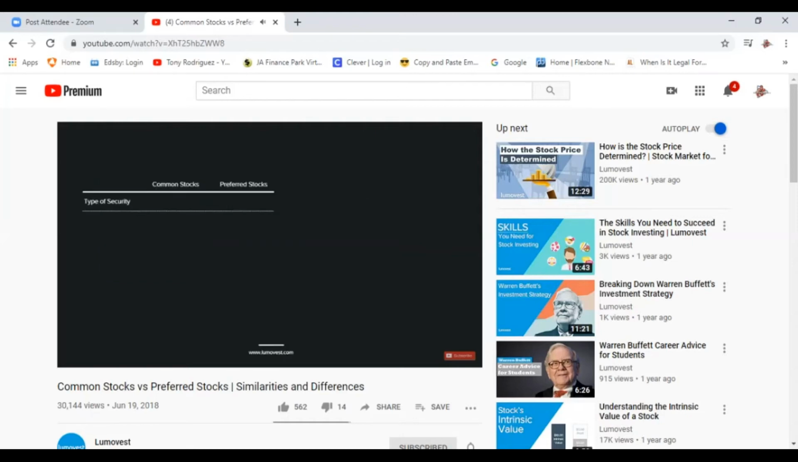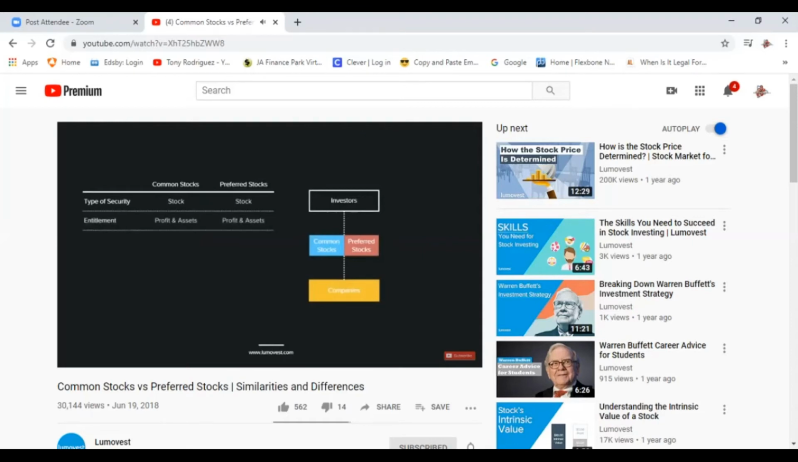Let's start with similarities. Both common stocks and preferred stocks are stocks in companies. When we invest in them, we're really investing in the underlying companies. Both entitle you to a claim on the company's assets and profits, meaning the money that the company makes from selling its products and services is given to both common stockholders and preferred stockholders.